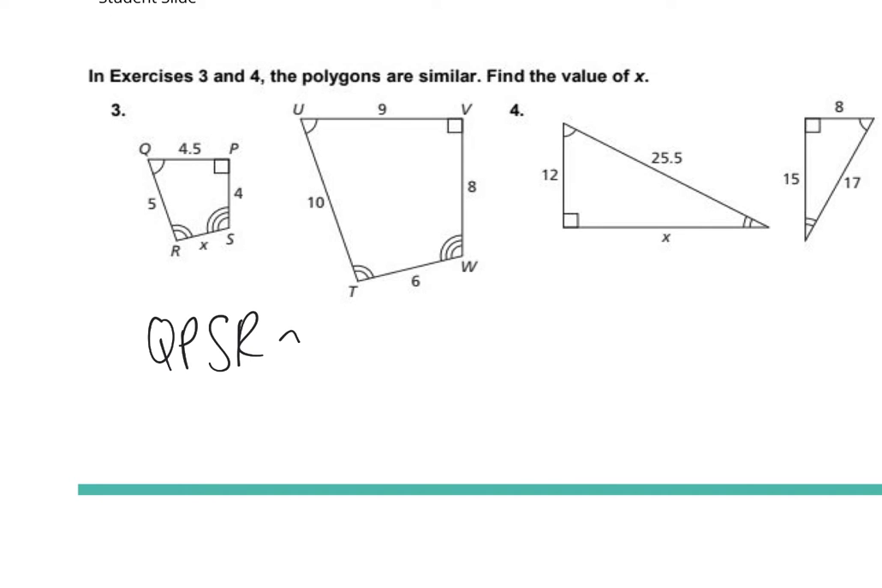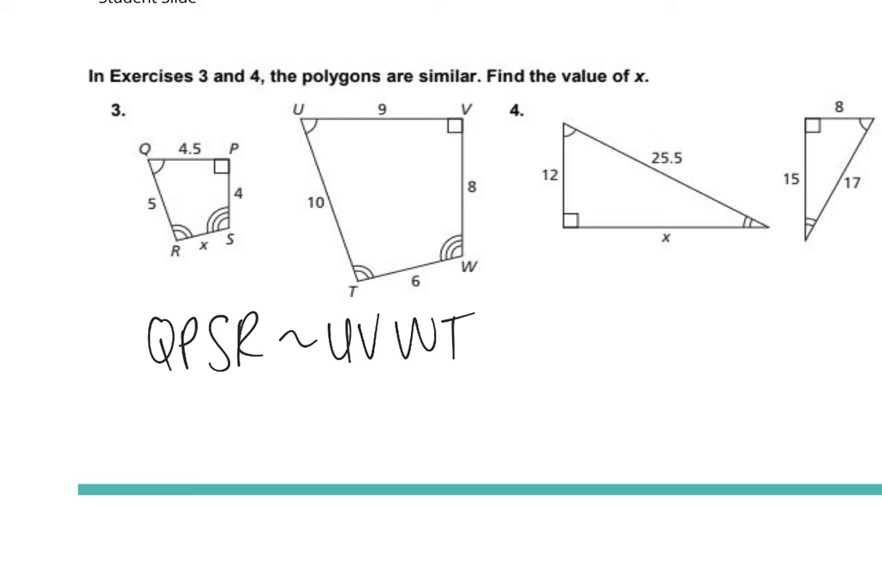SR is similar to what? UVWT. UVWT. Perfect, okay? So that's how we set it up. Now we're gonna pick any two sides that we already know that are corresponding and create our scale factor, okay? So what are two sides that we already know?